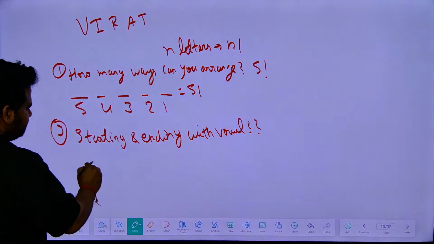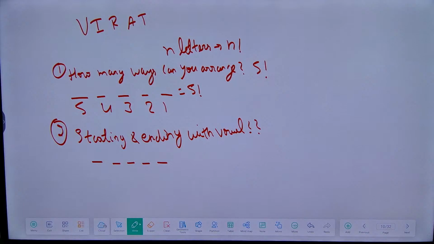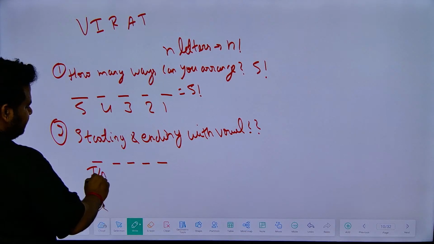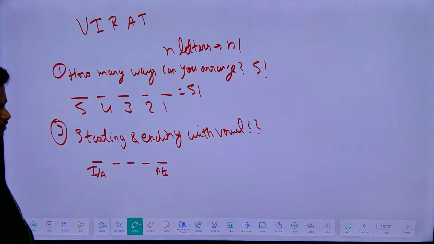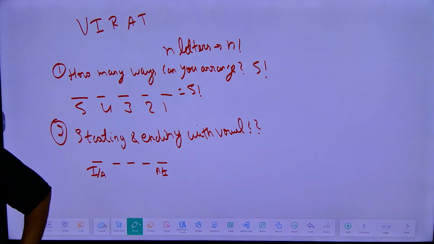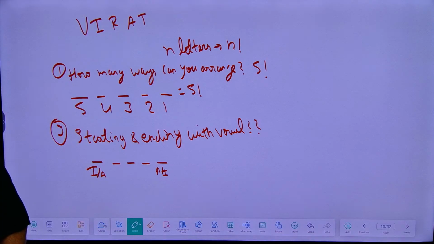Now the vowels are, in this 1, 2, 3, 4, 5, I and A. Now here what can come? I can come or A can come. Here also A can come or I can come. Now what should I write here? Think correctly. I will write the next question before that.